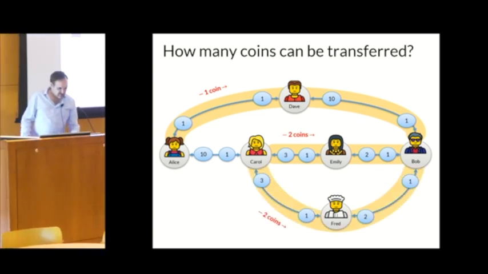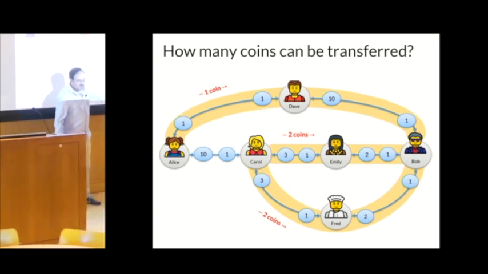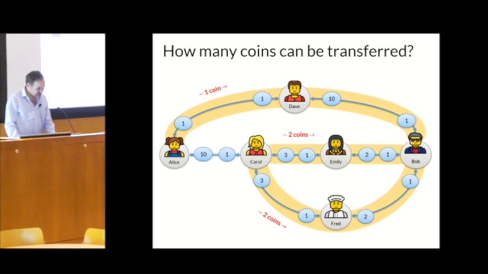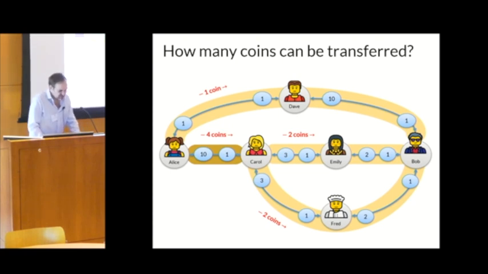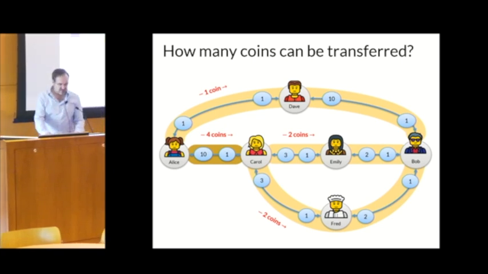And say Fred also has a channel with Bob with the balance 2-1. Here it is 3-1. So again, it's 2 coins. And so altogether, Carol can transfer 4 coins to Bob. In general, you can think of it that 4 coins can be transferred from Alice to Bob via Carol, with Carol splitting these payments like this. Okay? So altogether, 5 coins can be transferred.